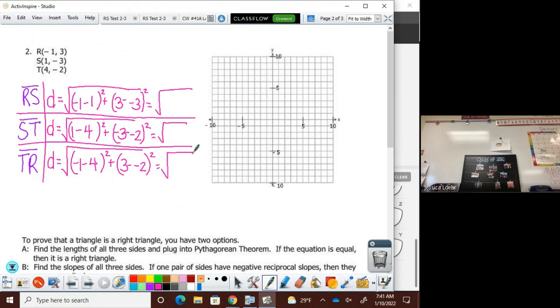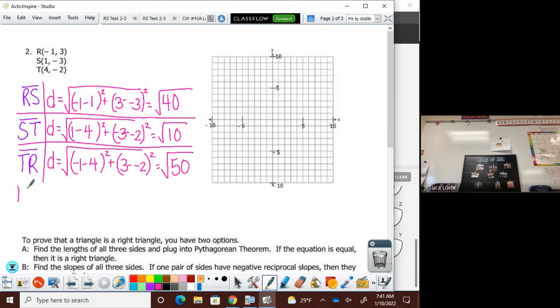We need another minute. Okay, what do we get for the length of RS? What number goes under the radical? Maddie, what'd you get? Good. What about ST? What number goes underneath the radical? Brenna? 10. Good. And what about the last one, RT? What number goes underneath the radical? Chris? Good. So none of these sides are equal.